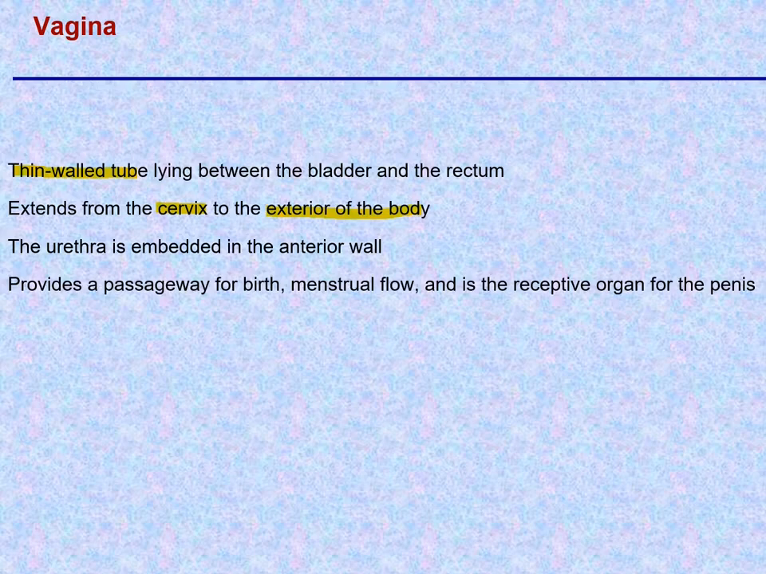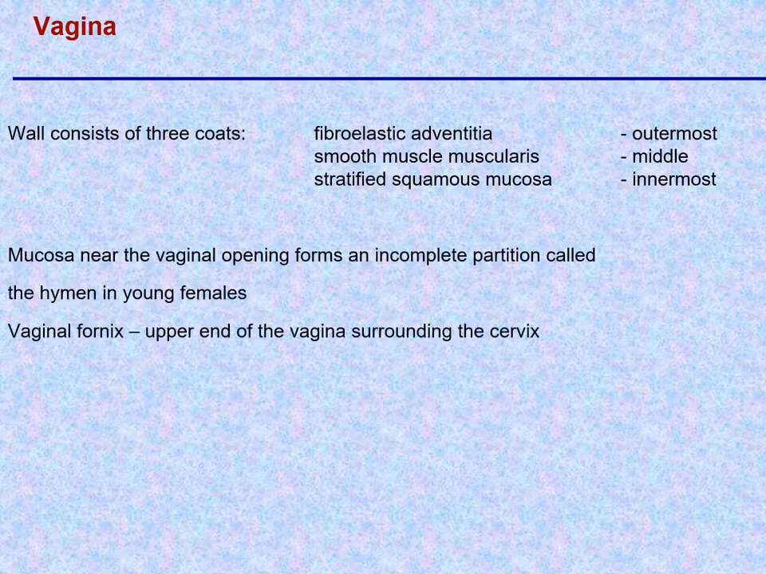And the vagina, of course, is a passageway for birth or menstrual flow, and is the receiving site for the penis during sex. It has 3 coats or layers. I wouldn't worry about it. The innermost is a stratified squamous epithelium. Not a single layer, but stratified squamous epithelium because of friction, for hopefully obvious reasons.